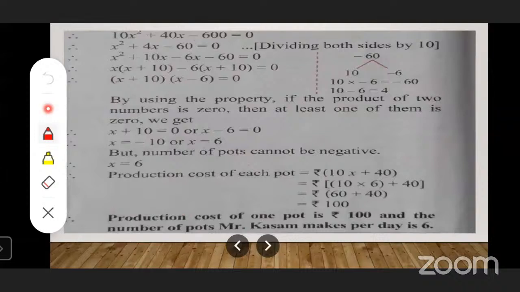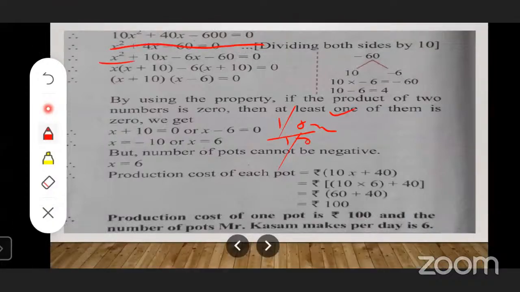10x square plus 40x minus 600 is equal to 0. Now you can see here 10 is common everywhere. So just divide both the sides of the equation by 10. When you divide both the sides of the equation by 10, what you are getting? x square plus 40 divided by 10, 4, minus 600 divided by 10. What will you get? 60, right? See what I'm doing. Ten divided by 10, x square. This is how here what you are getting.